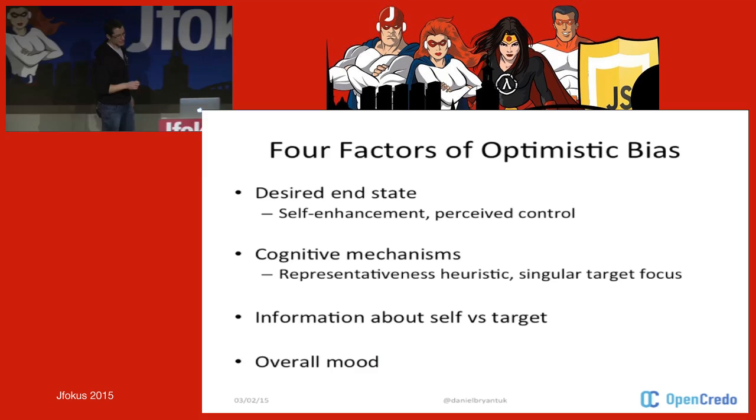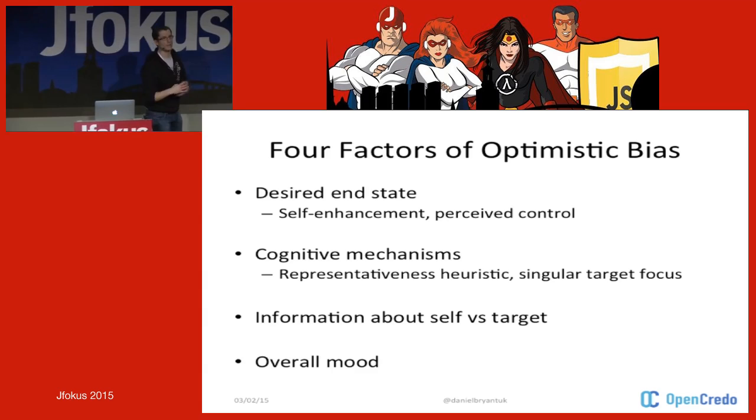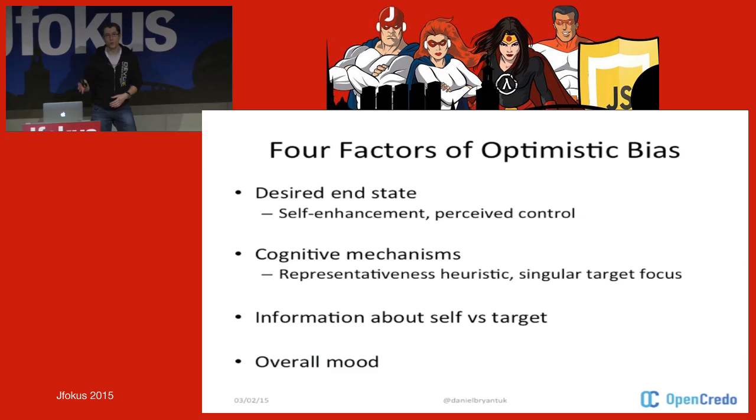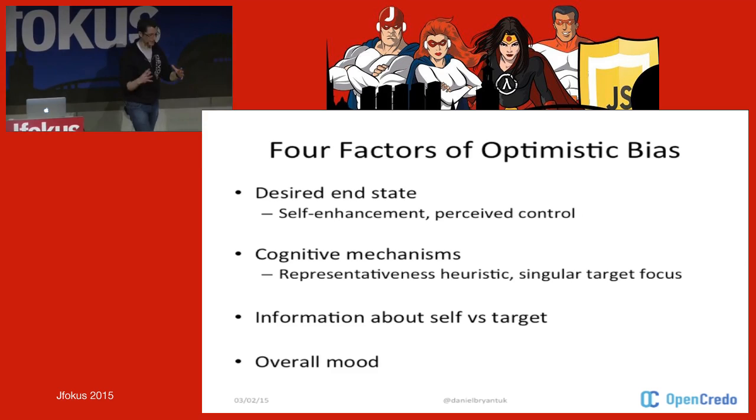Cognitive mechanisms is an interesting one. So when we're evaluating and comparing things, we tend to think in stereotypes. It's kind of how we work as humans. We block things together. And that's great sometimes, but not always. And you have to be selective about when you apply these kinds of things. And the singular target focus is, again, just focusing down on one thing where it would be more appropriate to look at the bigger picture.